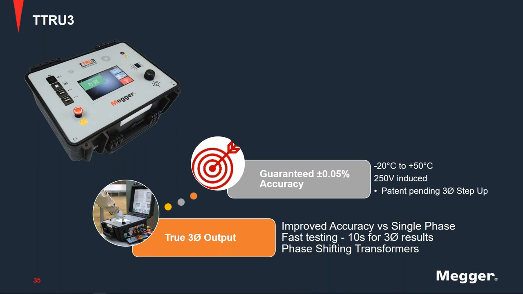The TTRU3 guarantees accuracy of plus or minus 0.05%. We do this across the full operating range of the instrument from minus 20 to positive 50 C. We do this by inducing up to 250 volts using a patent-pending three-phase step-up method. So we use less excitation voltage to excite the secondary winding and induce up to 250 volts on that primary to get you that test voltage that you need for accurate measurements.